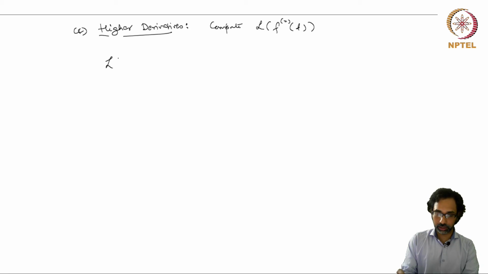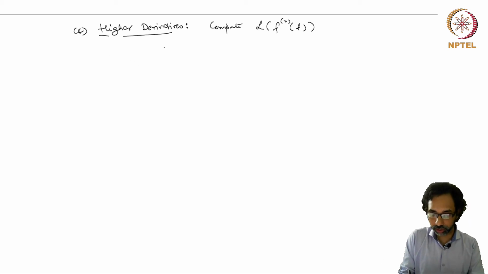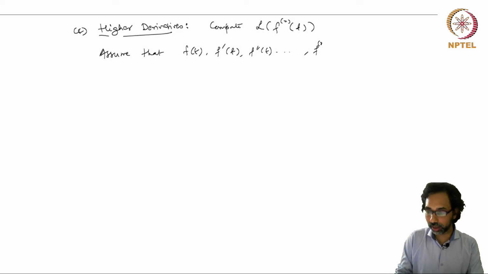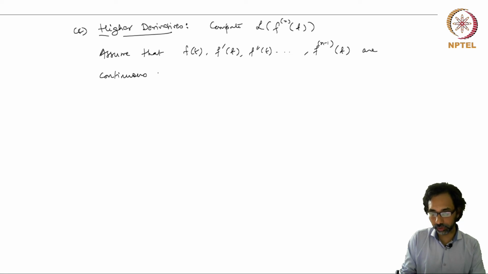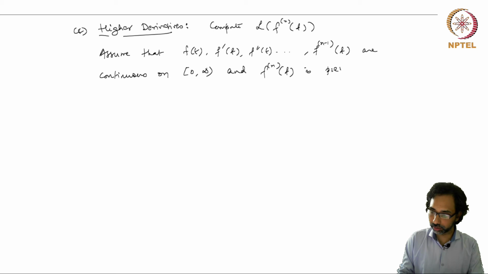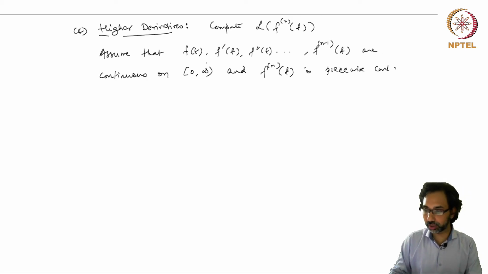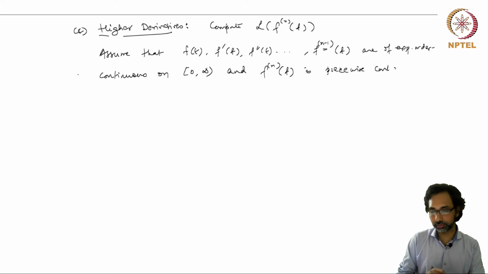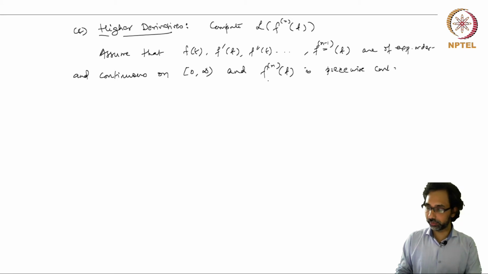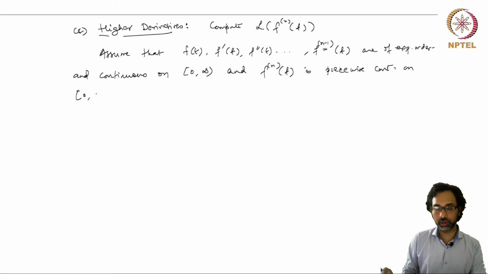So the formula for this case is, before the formula I have to assume some things. So assume that f(t), f prime of t, f double prime of t, and so on up to the (n minus 1)th derivative of f are continuous on the whole interval 0 to infinity, and f^(n)(t) is piecewise continuous. I should also assume that all these derivatives up to the (n minus 1)th are of exponential order and continuous on the whole interval 0 to infinity, and the nth derivative is piecewise continuous on the whole interval 0 to infinity.